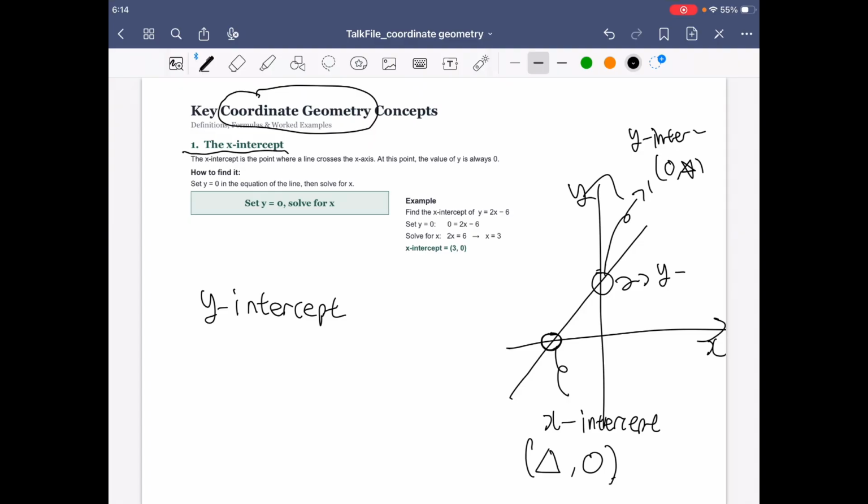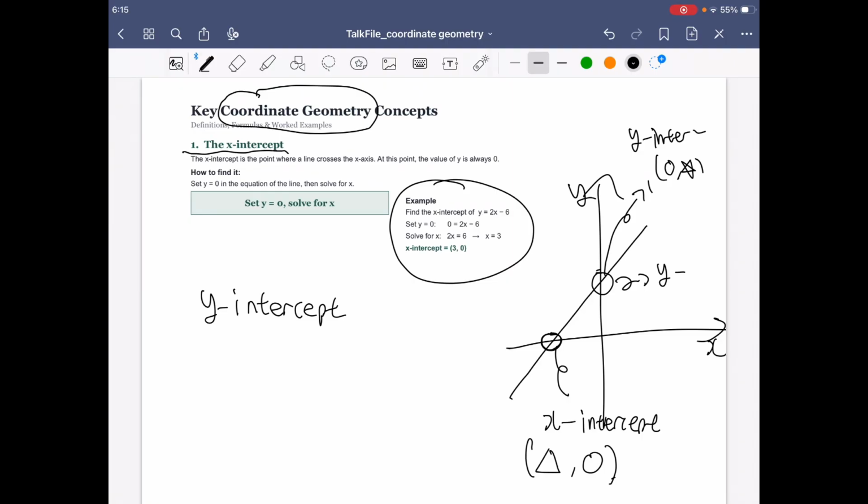Then how do you find the x-intercept? It's pretty much the same as finding the y-intercept. Let's have a look at this specific example. When we wanna find the y-intercept, we usually put 0 into x and then find the y value. So it's the same, just vice versa. If we wanna find the x-intercept, then just put 0 into y and then find the x value.